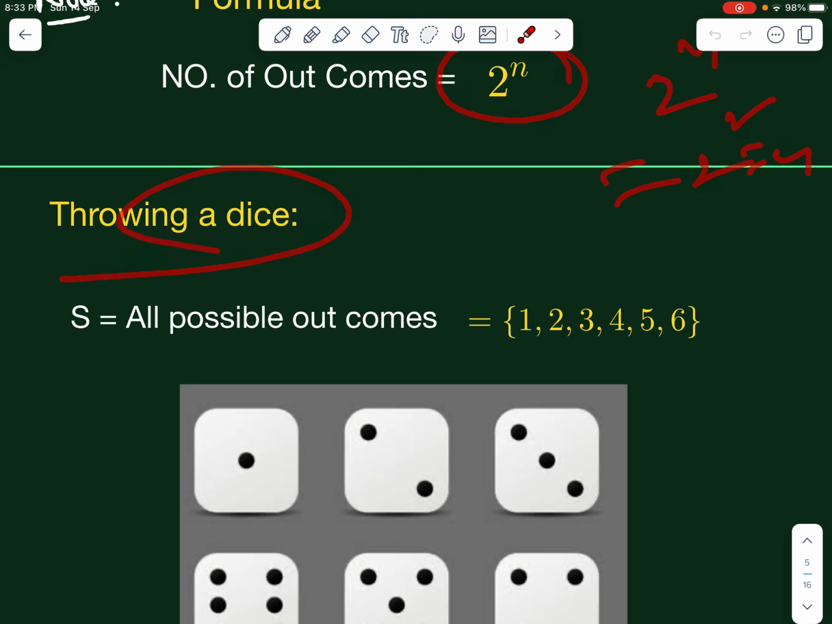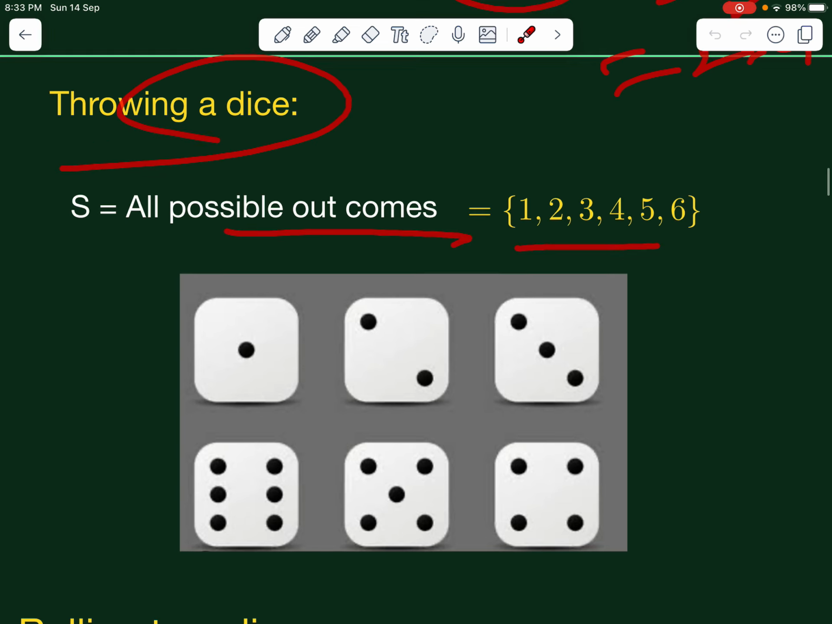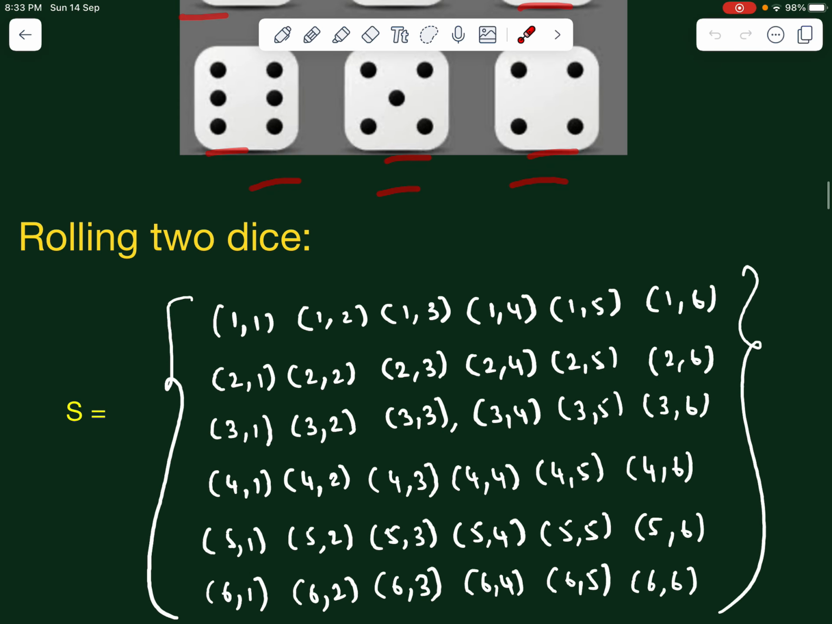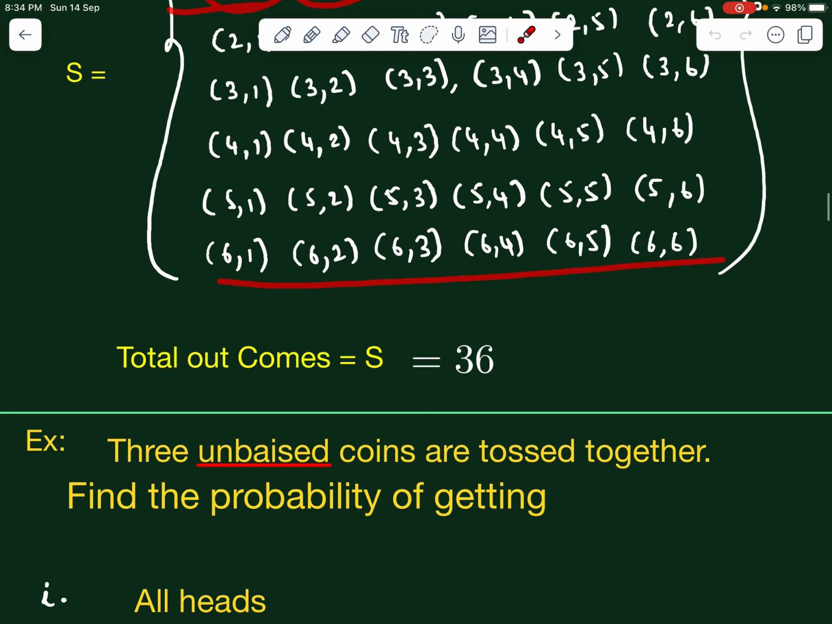Throwing a dice, all possible outcomes: 1, 2, 3, 4, 5, 6. Throwing two dice, you can observe 1,1; 1,2; 1,3; 1,4; 1,5; 1,6, like that. Total outcomes are 6 square, that is 36.